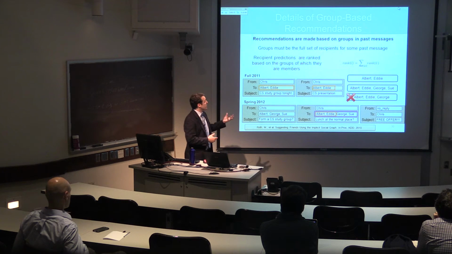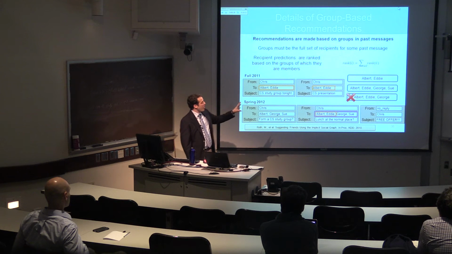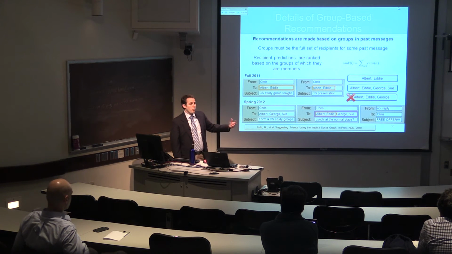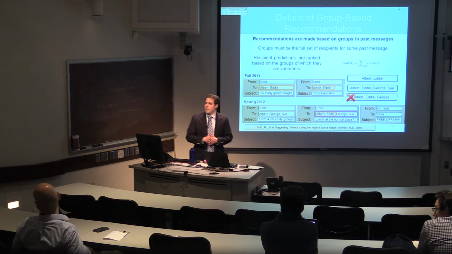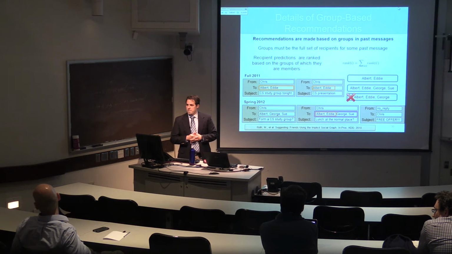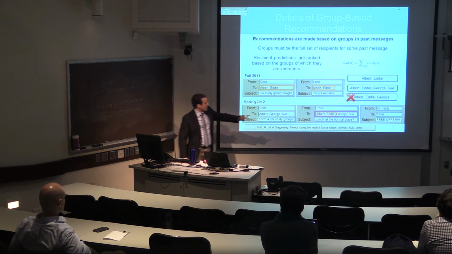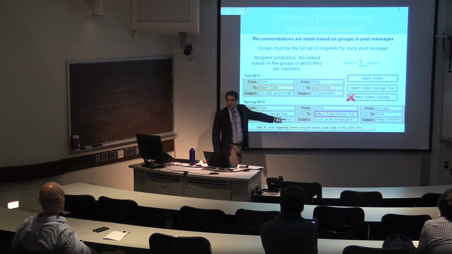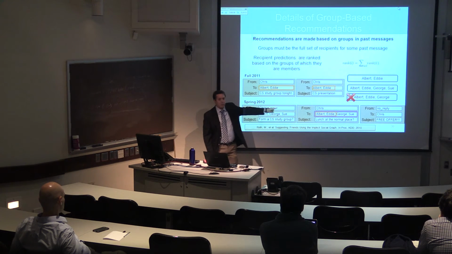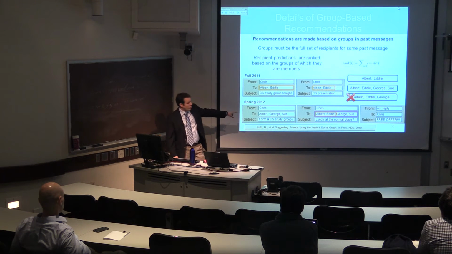Then individual recipient predictions are ranked based on the groups of which they are members, where the rank of an individual is the sum of ranks of groups of which that individual is a member. So Albert, Eddie, George is contained in this message, but it's not the full set of recipients. So there's another recipient. Yeah, so Albert, George, Sue would be a group.